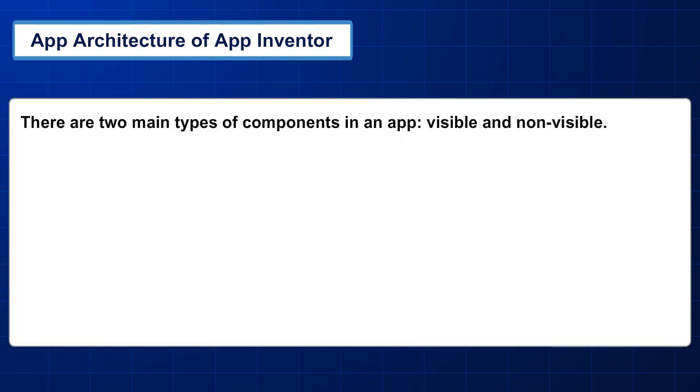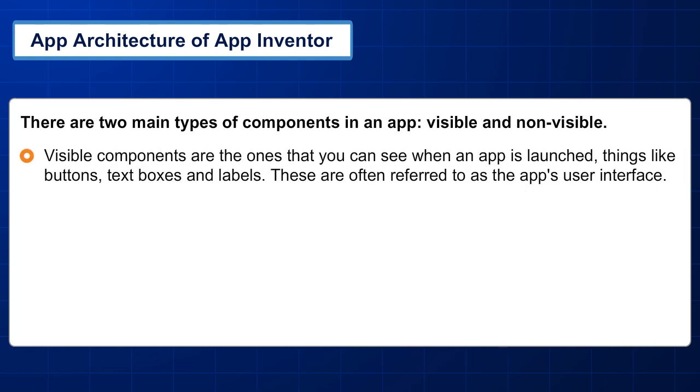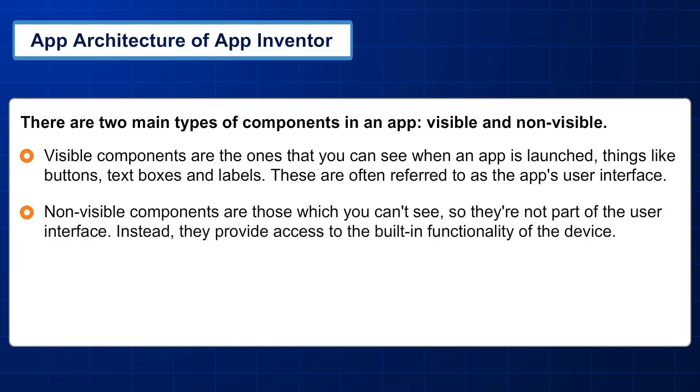There are two main types of components in an app: visible and non-visible. Visible components are the ones that you see when an app is launched, things like buttons, text boxes, and labels. These are often referred to as the app's user interface. Non-visible components are those which you can't see, so they are not part of the user interface. Instead, they provide access to the built-in functionality of the device.